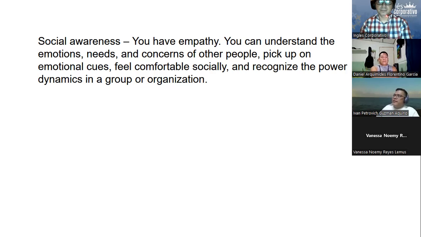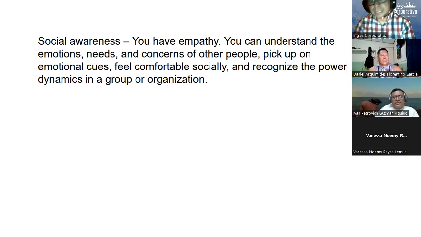Is the goal, the social awareness is dynamics in the group. What is ¿cómo podría I don't say in English, ¿cómo sería la aplicación de ese concept?